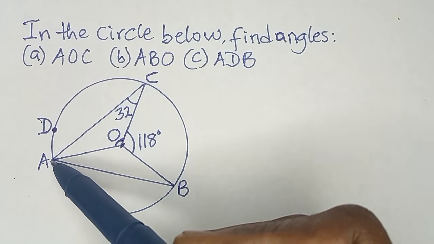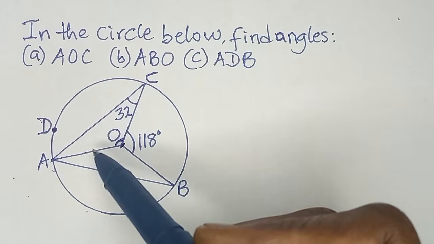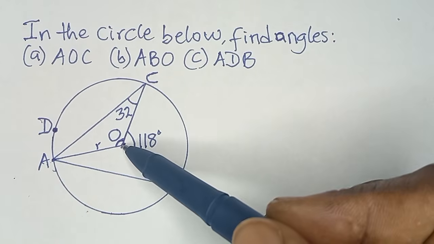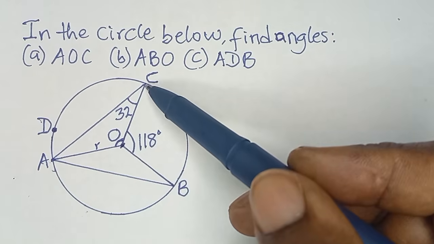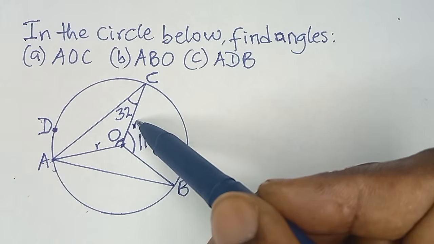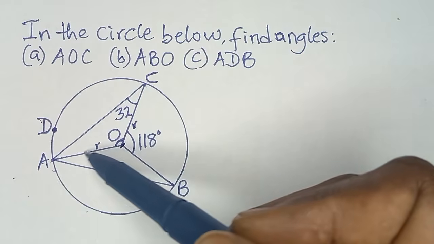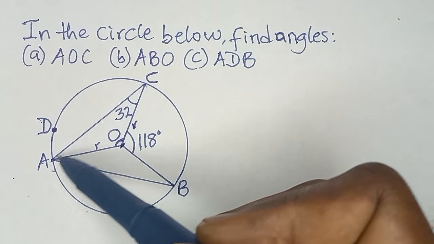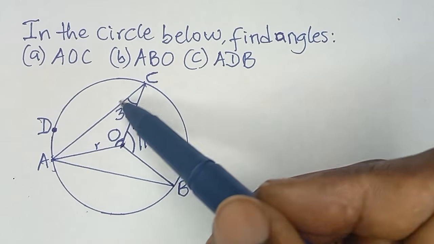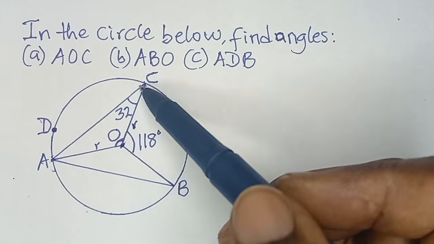Now, the line from the circumference to the center, or from the center to the circumference, is the radius of a circle. Also from this center O to the circumference is the radius of the circle. So this line is equal to this line, meaning that triangle ACO is an isosceles triangle, a triangle with two sides equal.